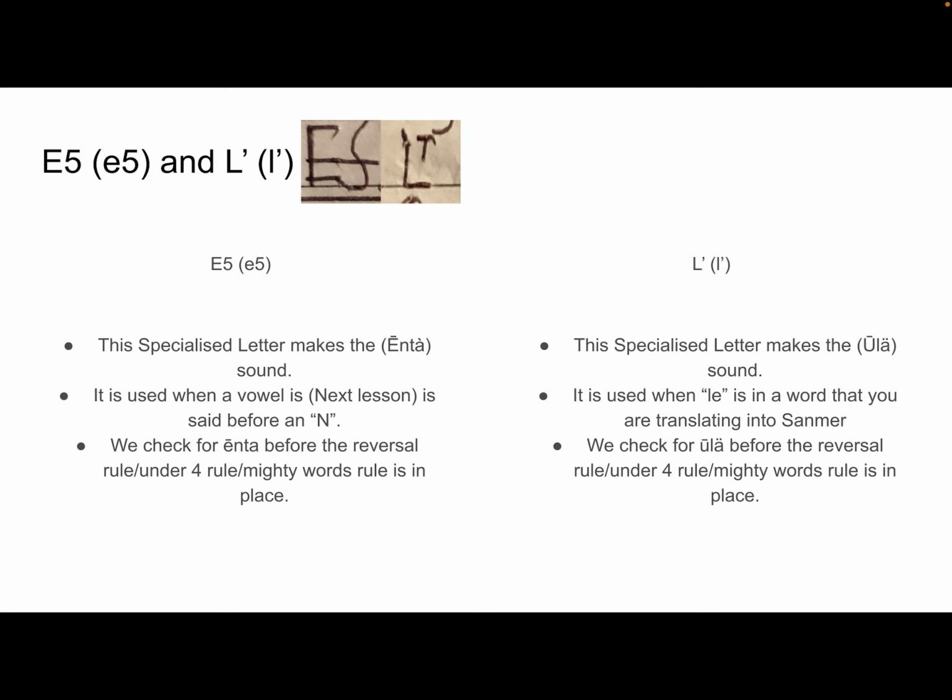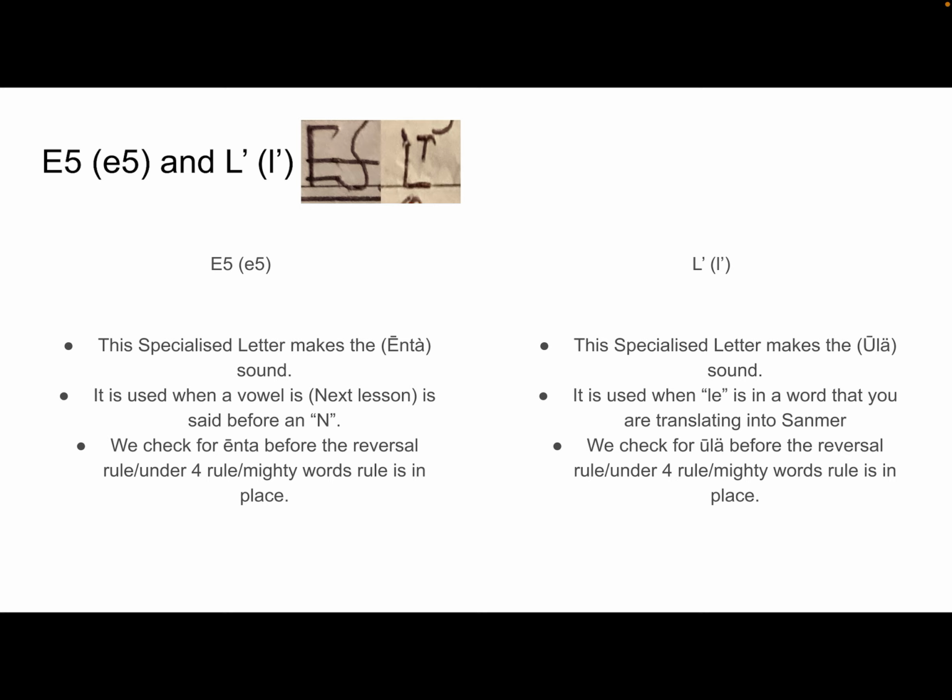Ēntà, this specialized letter, makes the enter sound. It is used when a vowel is said before an N. We check for enter before the reversal rule, under for rule, or the mighty words rule is in place.